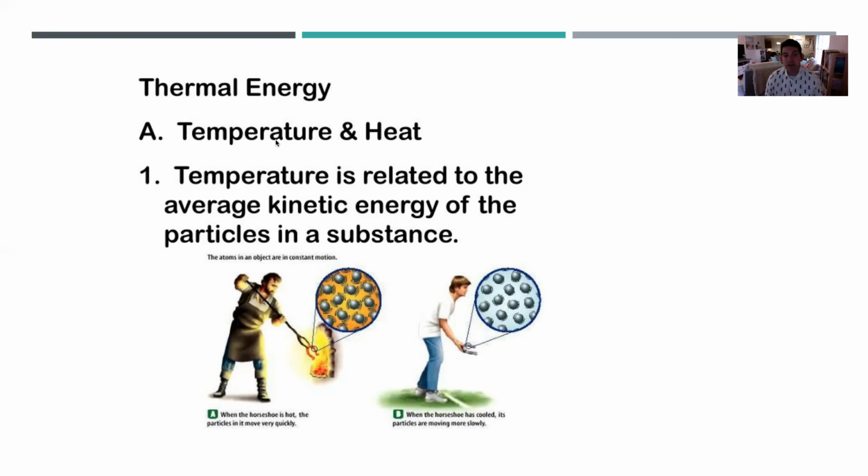All right. So really, when we talk about kinetic energy or thermal energy, all of that energy, it's really just another way of saying the temperature. And we know if something's hot versus if something's cold. All right. So temperature is a measure of kinetic energy.